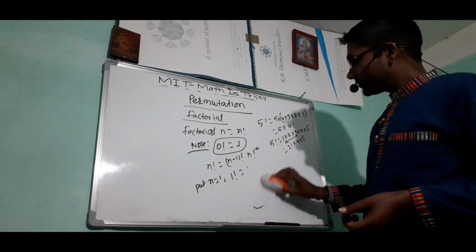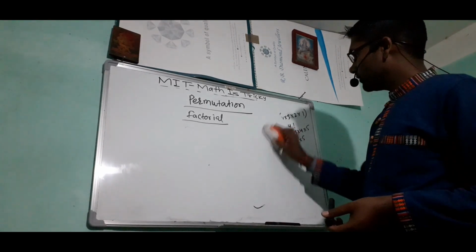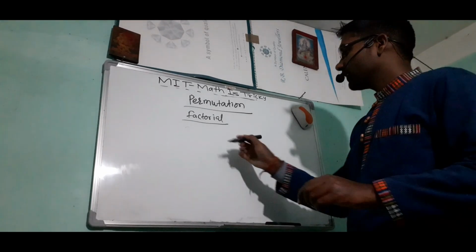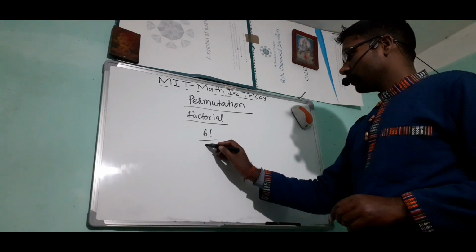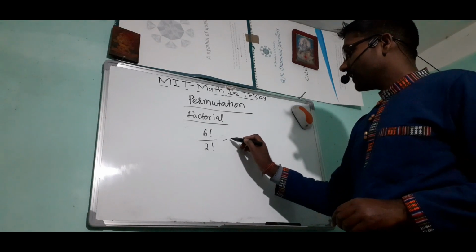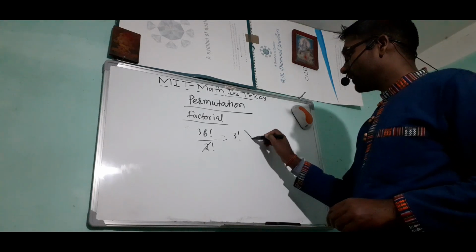Let me solve one problem and then explain it so that it will be more clear to you. Suppose there is 6 factorial by 2 factorial. Don't cut it this way. If you write like this, 2 3 is 6 and then 3 factorial, that is wrong.